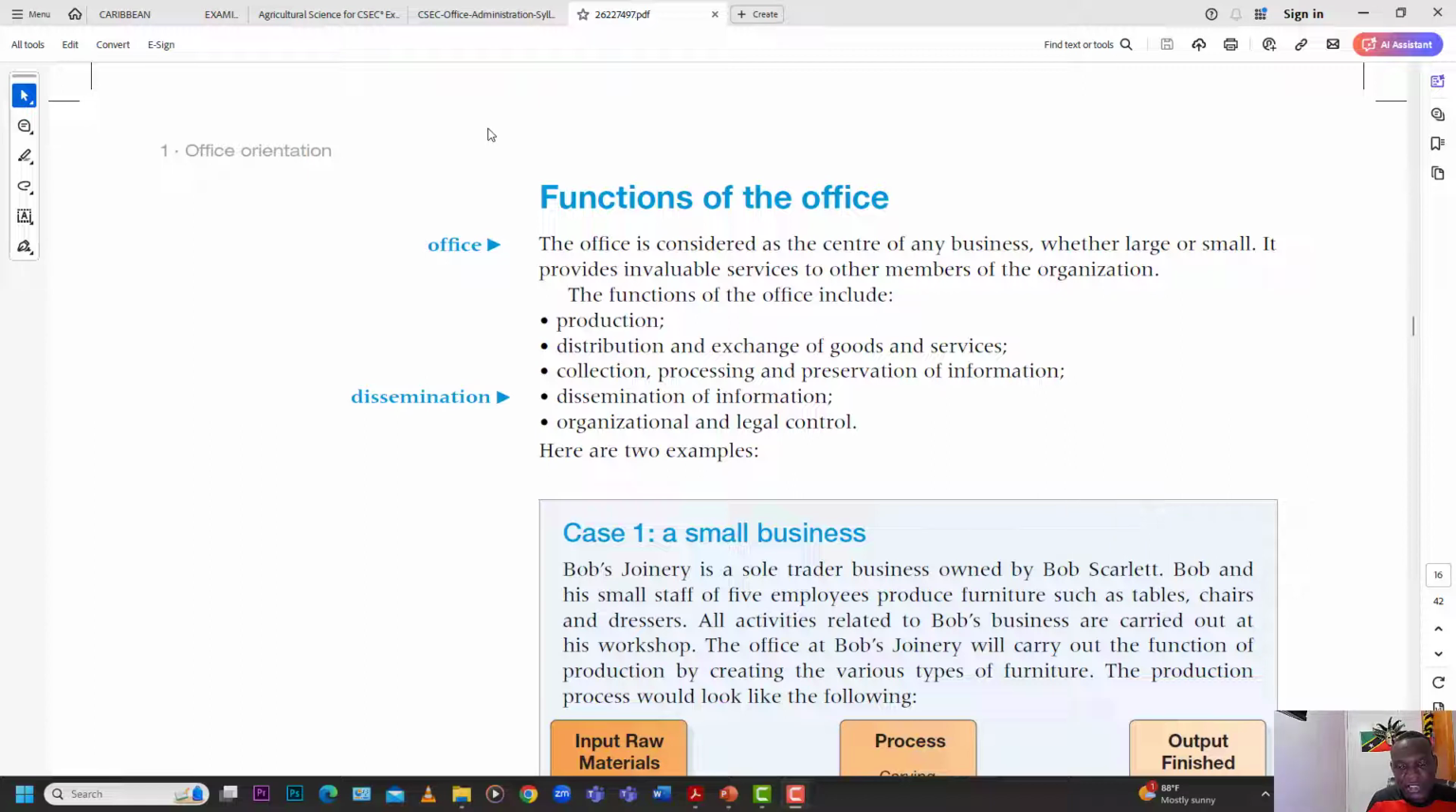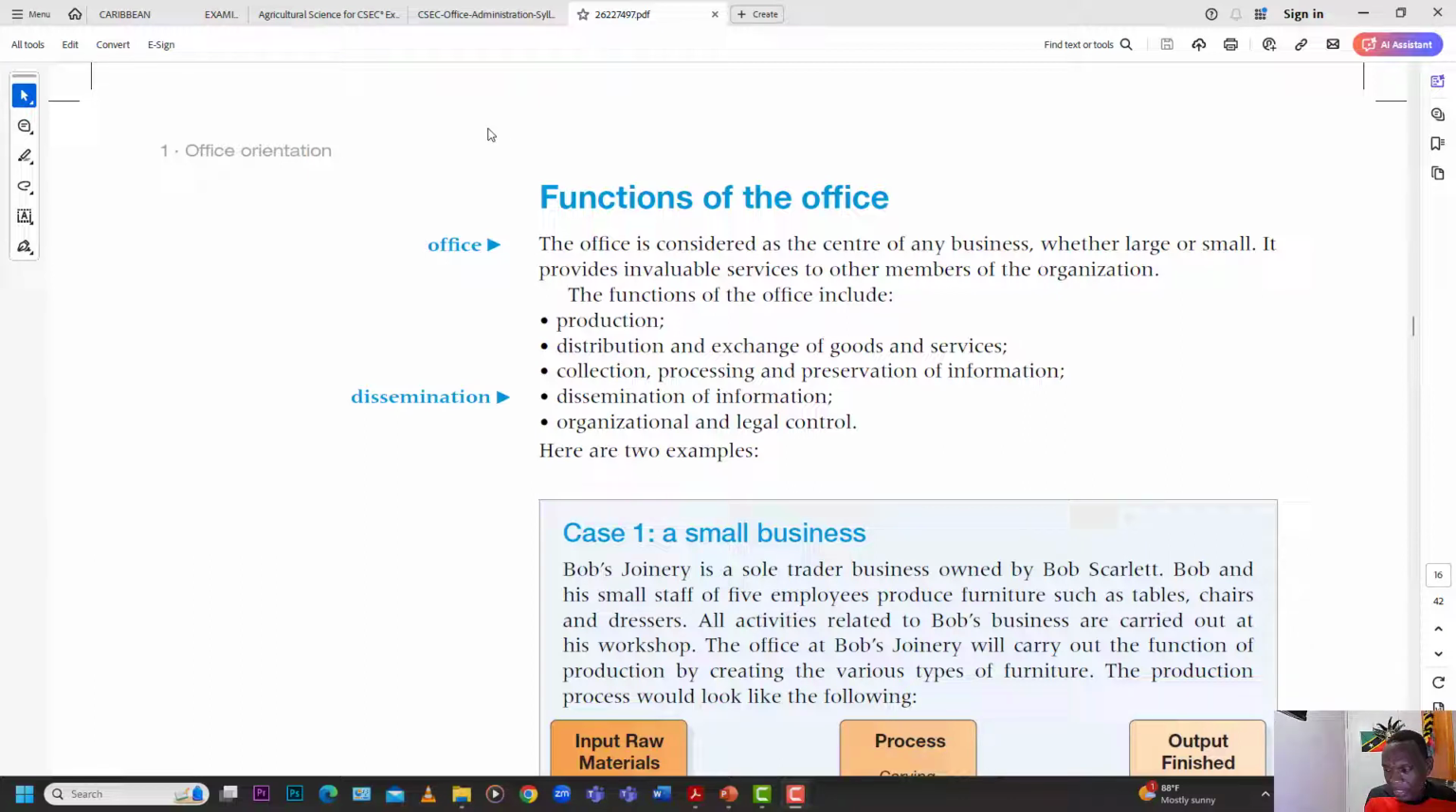Organizational and legal control. So if you have a company, a partnership, a legal, a private limited, public, whatever the company is, the organization is. Remember, in the eyes of the law, some organizations are viewed as a person, right? They are viewed as a legal entity. And so the office would be that, should I say, that conduit, that link that brings all this together.